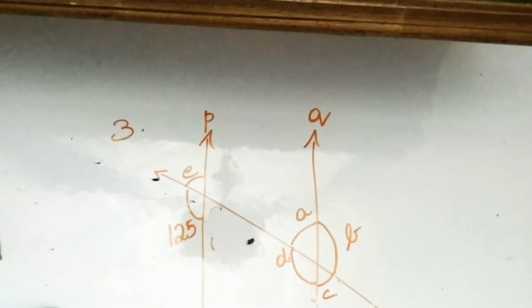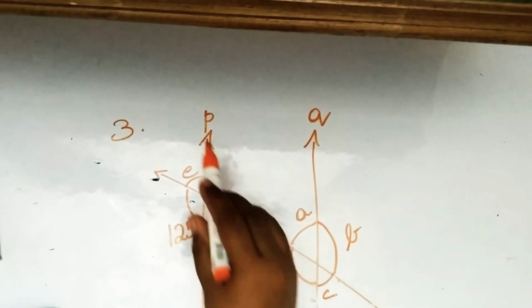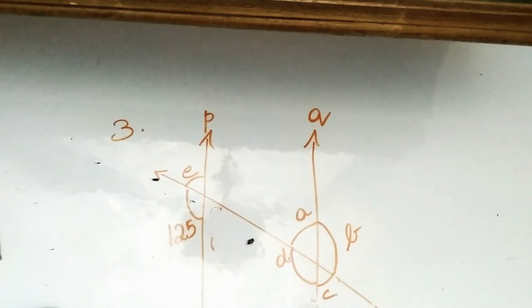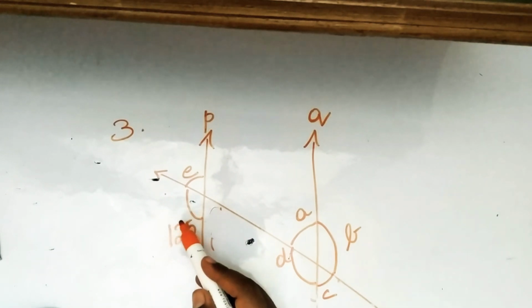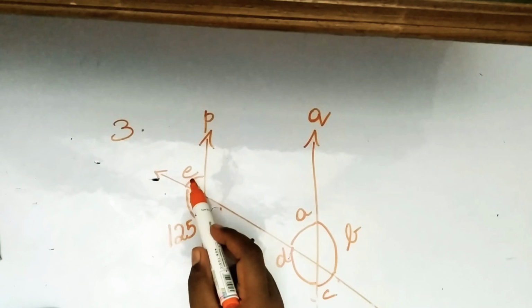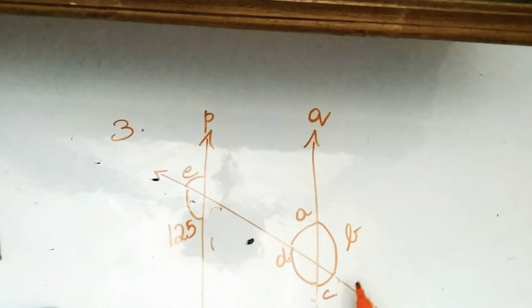Now let's go to the next question. In the third question, this is the figure that has been given to you. It has been stated that P is parallel to Q and this is a transversal. This angle has been given as 125 degrees. Now you have to find angle E, angle A, angle D, angle B, angle C and angle F. Right? Now you have to use the properties and then find these angles.